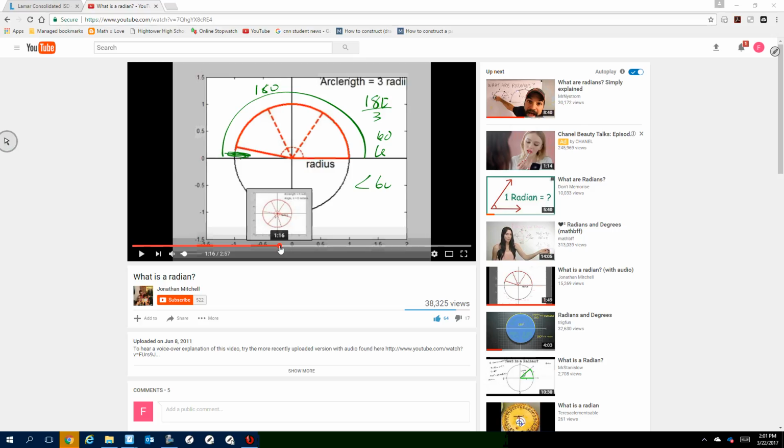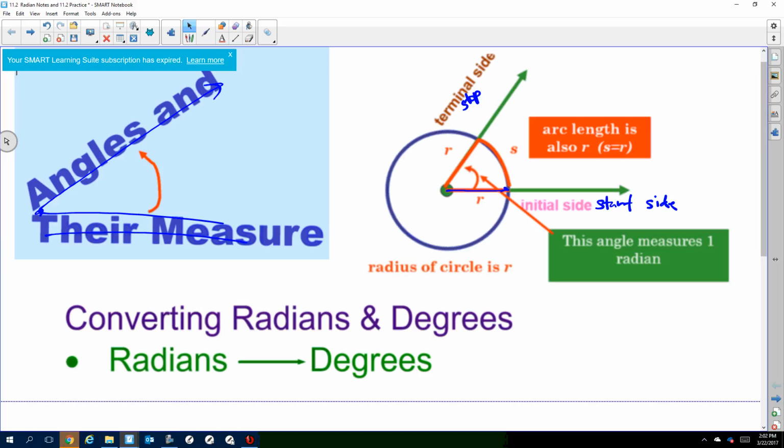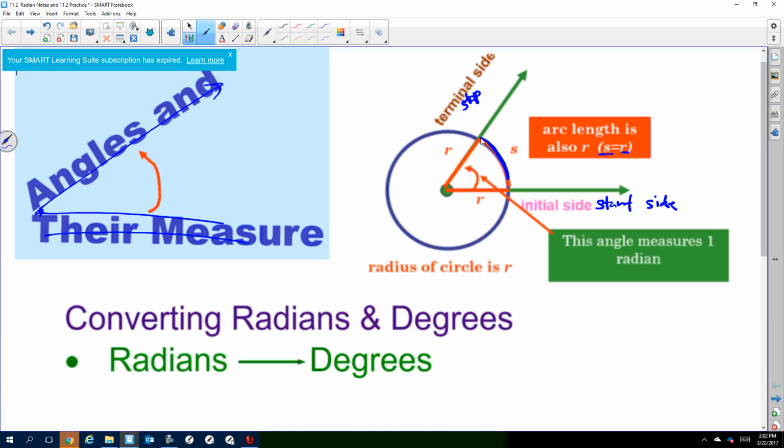So a radian is a special way of measuring angles on a circle so that your arc length, which was our S, equals the radius, which was the red line. And that's what they were showing.